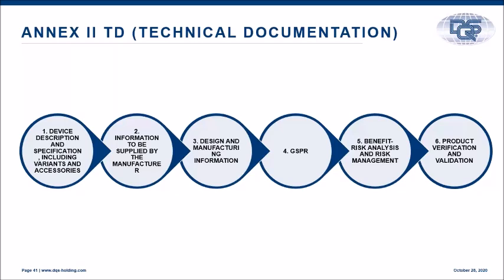Then information to be supplied by the manufacturer, which is nothing but your labeling, information, instructions for use. All those aspects come into chapter 2. Chapter 3 is related to your design and manufacturing information. Chapter 4 is the GSPR checklist. Chapter 5 is your risk management, complete risk assessment, risk benefit assessment, risk management file. Then chapter 6 is your product verification and validation, how you have done your product verification and validation. There is a separate annex related to the clinical, so that also will go in as a part of the technical documentation. I'll come to that a little later.